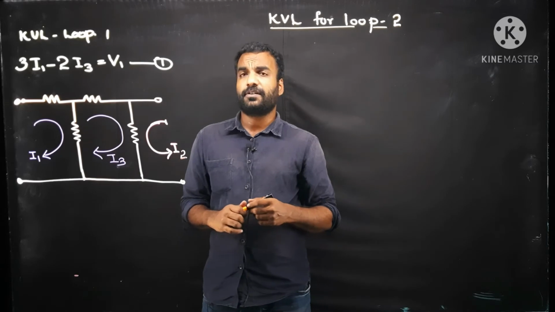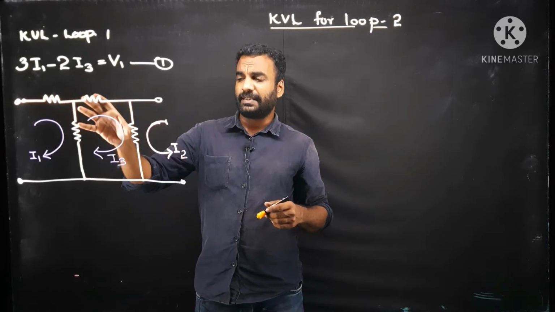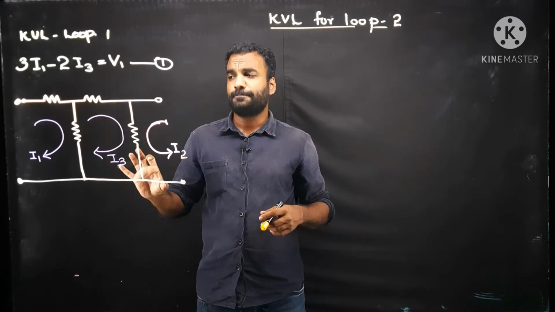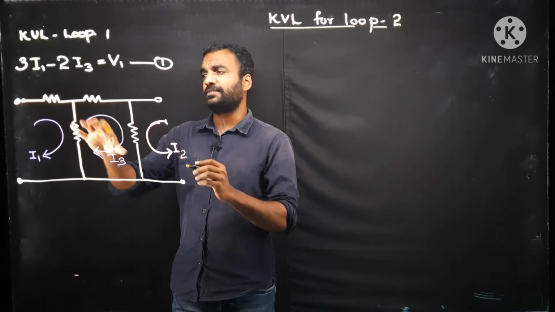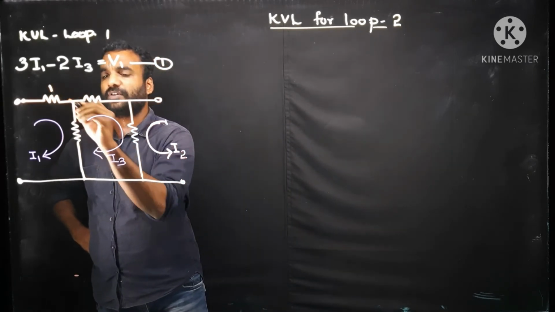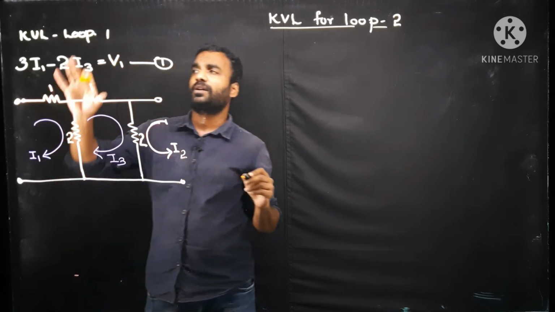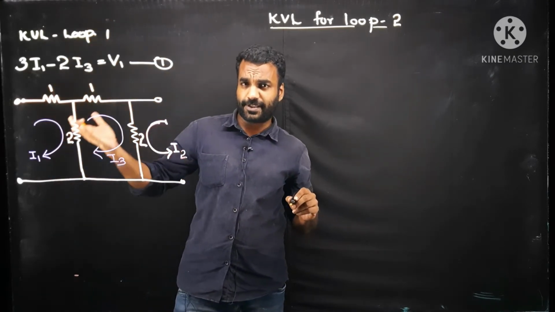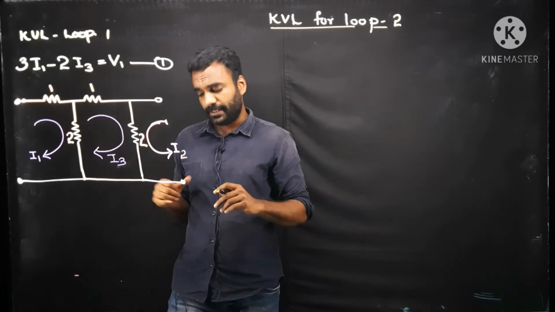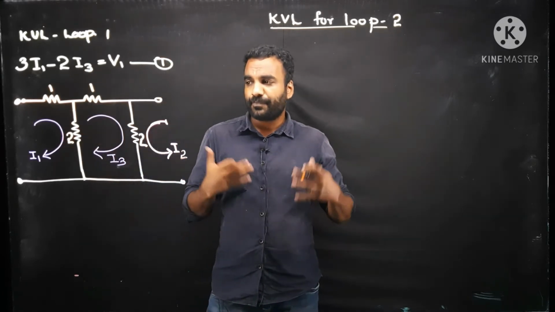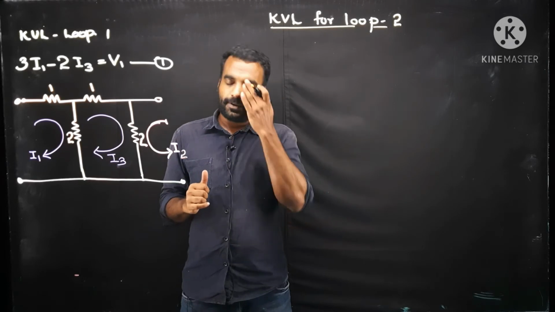Okay, so we are now going to do the KVL for loop 2. This is the circuit, these are the values: 1 ohm, 2 ohm, 1 ohm, 2 ohm, and we already got the first equation, that is KVL for loop 1. So these things are okay. So now we are moving to loop 2.